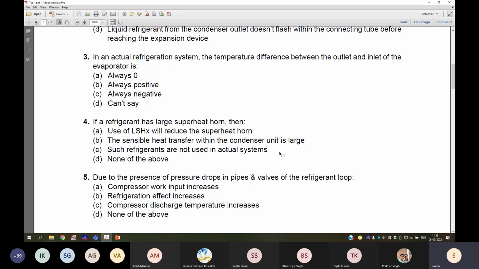Ammonia is one of the most commonly used refrigerants in cold storage systems. So superheat horn being large is not an issue, but superheat horn being so small that the refrigerant goes into the two-phase region during compression is an issue. Large superheat horn leads to high temperatures at the discharge, and those issues are there. But if it reaches the two-phase region, that is the biggest issue, which we don't want. So nothing stops us from using refrigerants which have large superheat horn. So none of the above, but statement B is correct in this scenario.